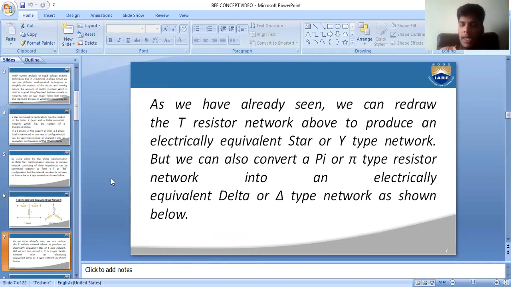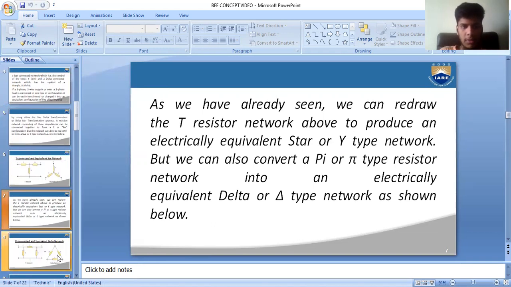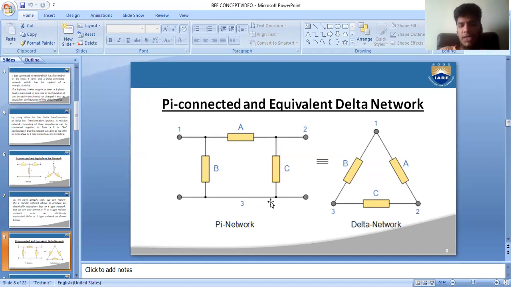But we can also convert a pi type resistor network into an electrically equivalent delta type network as shown below. In the above picture, we have seen that a T network has been converted to the star network, and now in the next picture we will see that a pi network will be converted to the delta network. Here is a picture of it. This is a pi-shaped network, pi connected and equivalent delta network. This pi network can be converted to the delta network, which is in delta shape, and this is in a pi shape.